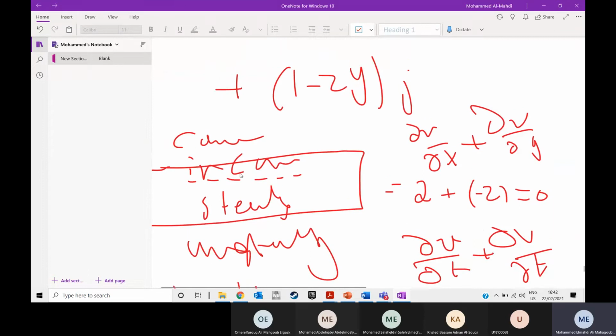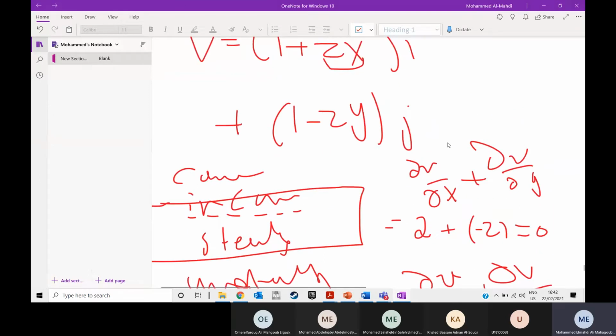At the beginning the professor was saying that this equation, the compressibility equation or the continuity equation, only determines for you if the flow is compressible or incompressible.